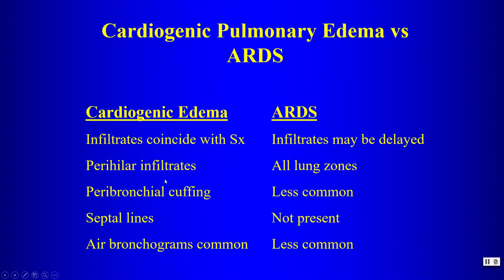Now, it can be difficult differentiating cardiogenic pulmonary edema from ARDS. With cardiogenic pulmonary edema, the infiltrates usually coincide with the symptoms. With ARDS, the consolidations may be delayed, may occur after the onset of symptoms. With cardiogenic edema, we get perihilar consolidations, peribronchial cuffing, septal lines, and air bronchograms.